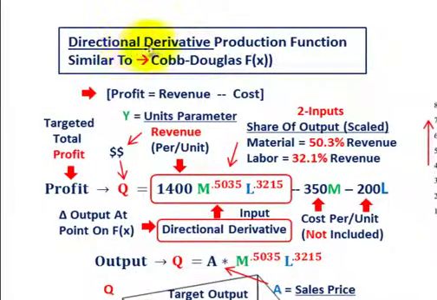What we're going to be going over here is the directional derivative, and we'll do it in terms of the production function. The production function we're going to be looking at is similar to the Cobb-Douglas production function. Okay, so this is going to be our production function here. We're going to have our profit. It's going to equal some revenue less our costs.